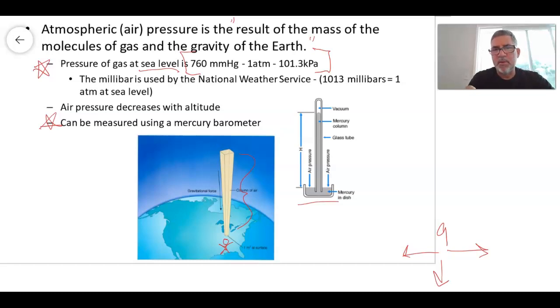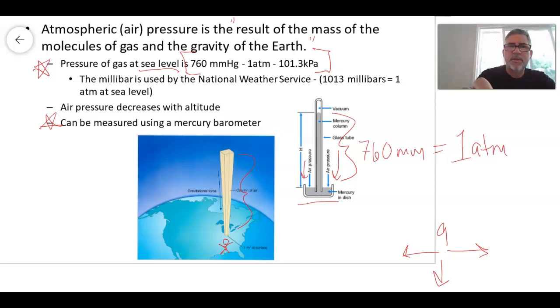Remember, mercury is the only metal that's liquid at room temperature. It's a very dense fluid. As the atmospheric pressure pushes down on this reservoir, it raises mercury up a vacuum tube. If this was at sea level, that mercury would rise up about 760 millimeters. That is called 1 atmosphere. In chemistry, we use the unit kilopascals.